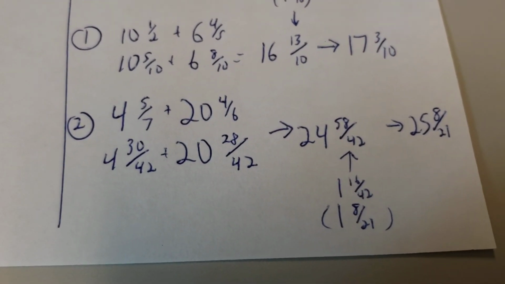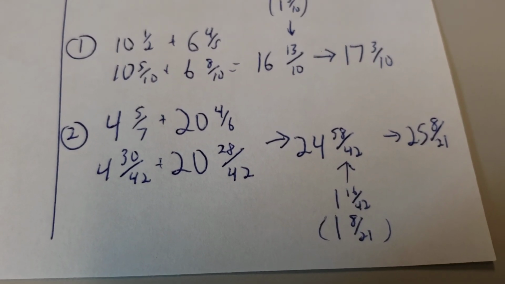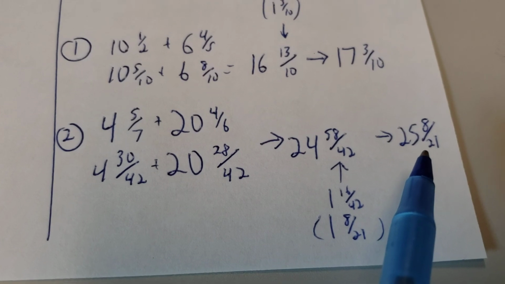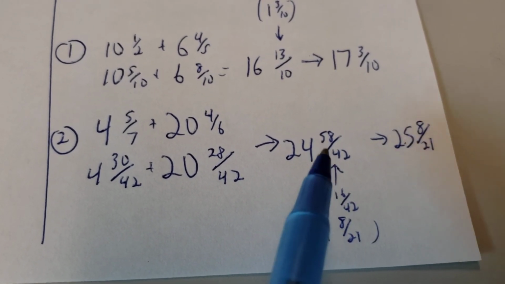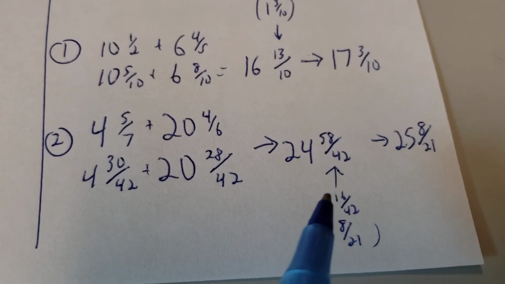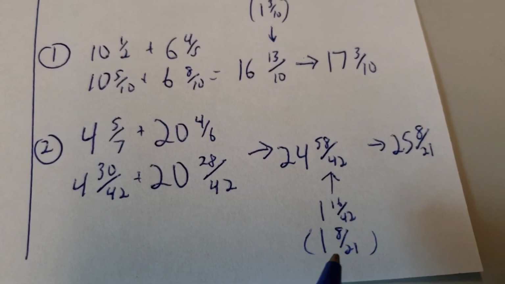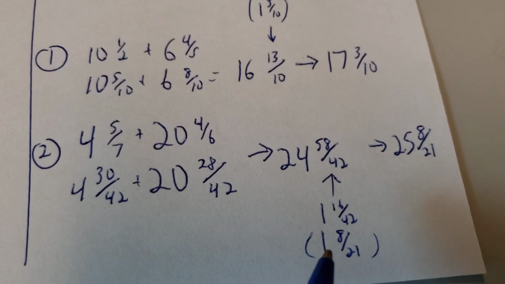And similar scenario unfolds in number 2. Correct answer by the end of it ends up being 25 and 8/21. Your work might have resulted in that 58/42. So convert that to a mixed number. And you actually have to put that lowest terms also, so you do a little extra work on this problem.